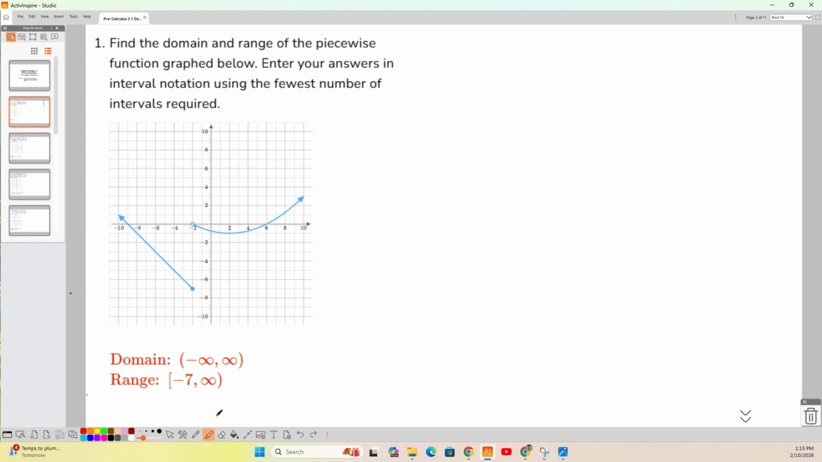Now, for the range. As we come from -infinity on the y, the range is all the possible y values. We don't start until a y value of -7. That's where this lowest part of the graph exists. The graph still exists for these y values. Graph still exists.